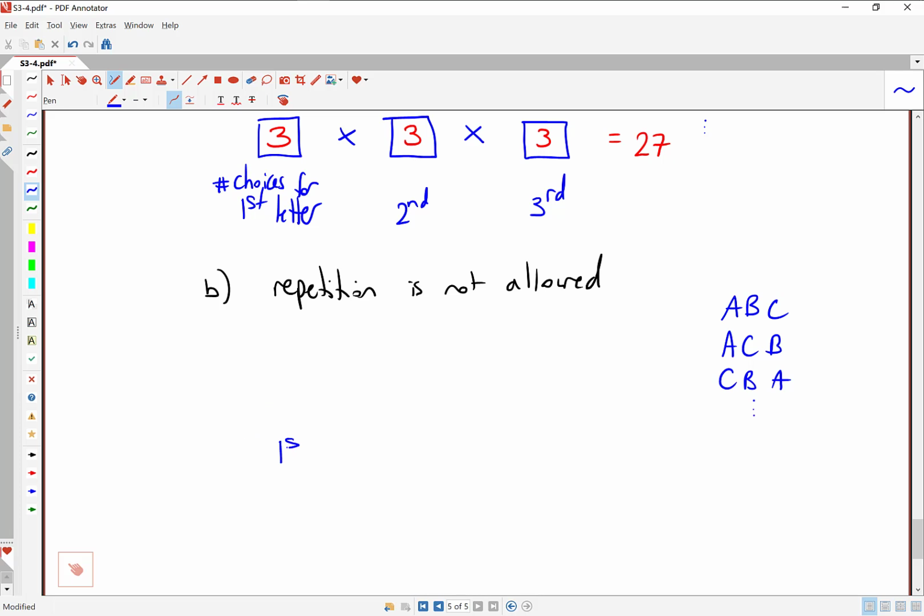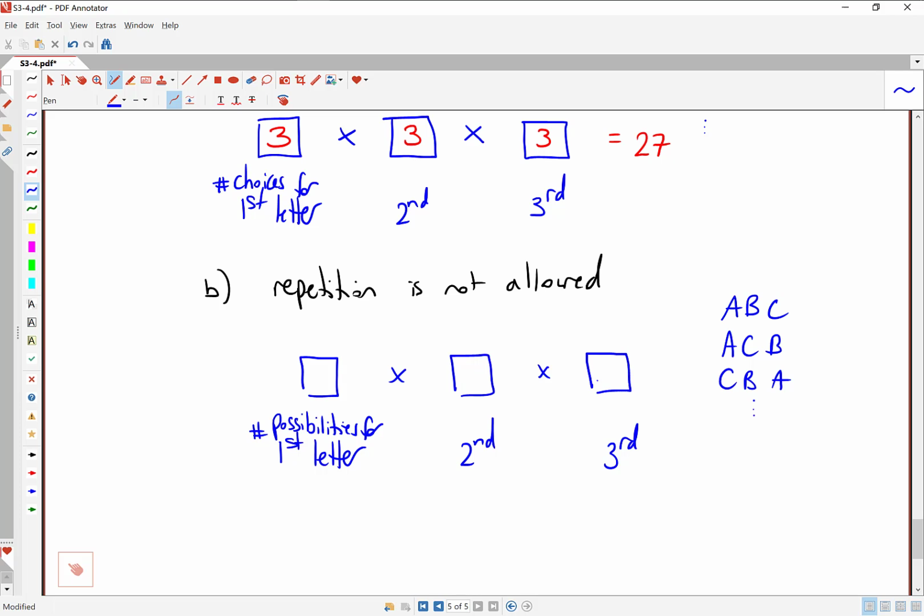So we would first think about what the first letter could be, and then we could think about the second letter and the third letter. And specifically what we're doing is we're thinking about the number of options or the number of possibilities for the first letter. And then we'll multiply that by the number of possibilities for the second letter, and then multiply that by the number of possibilities for the third letter.